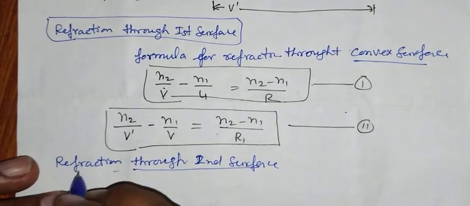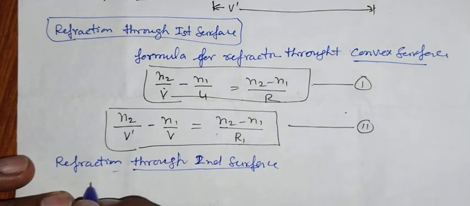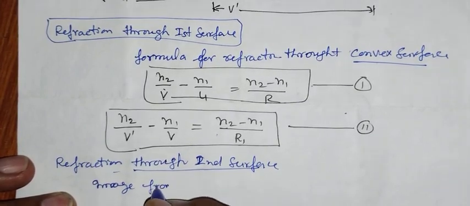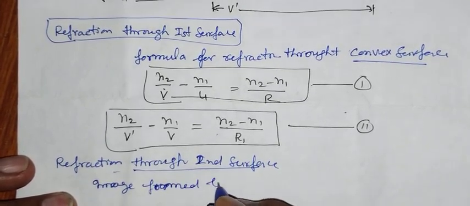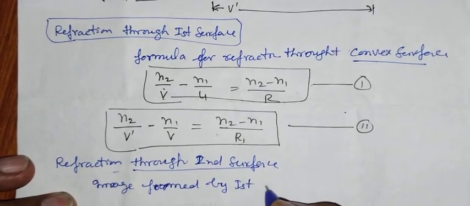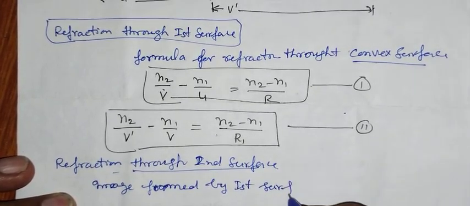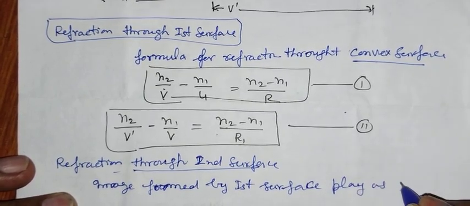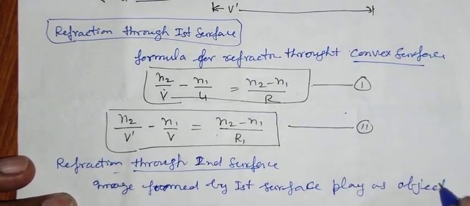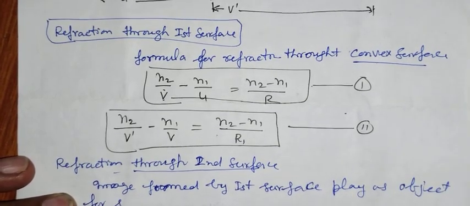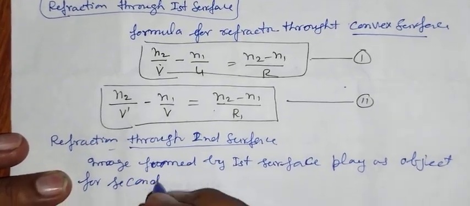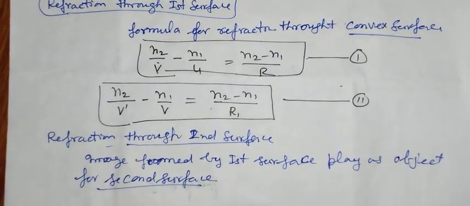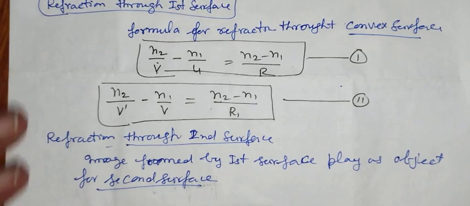Refraction through the second surface: in that we have taken the image formed by the first surface to play as the object for the second surface. Here in this case, see very carefully.